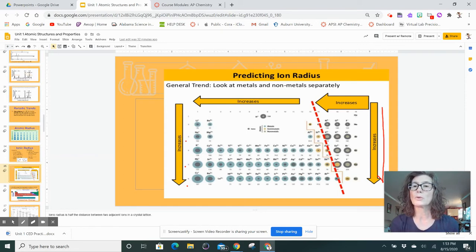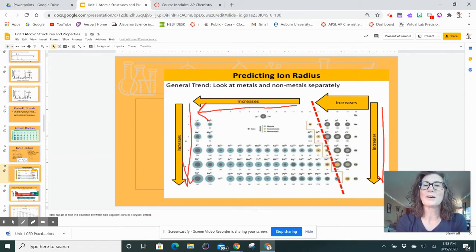Okay. So here are all of your metals. The size increases as you go down and increases as you go to the left for metals. For nonmetals, it increases as you go down and increases as you go to the left for the nonmetals.